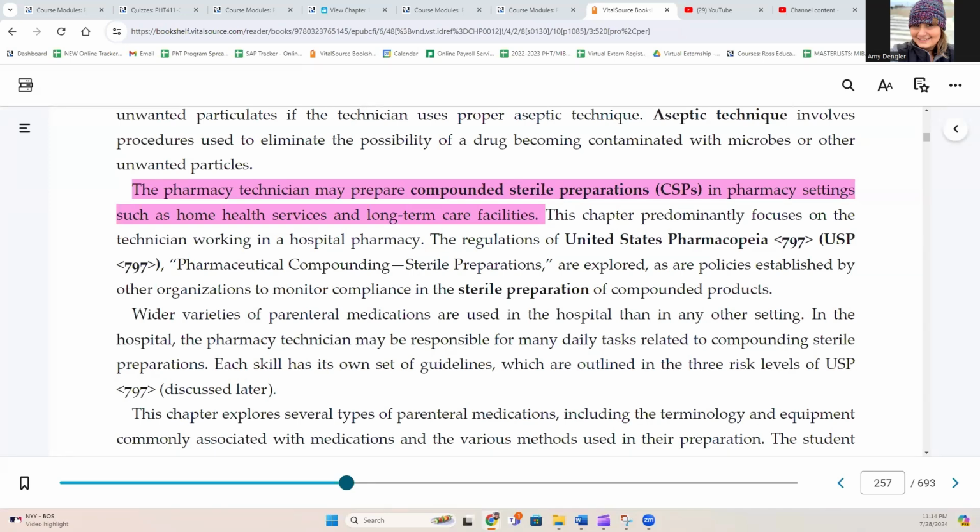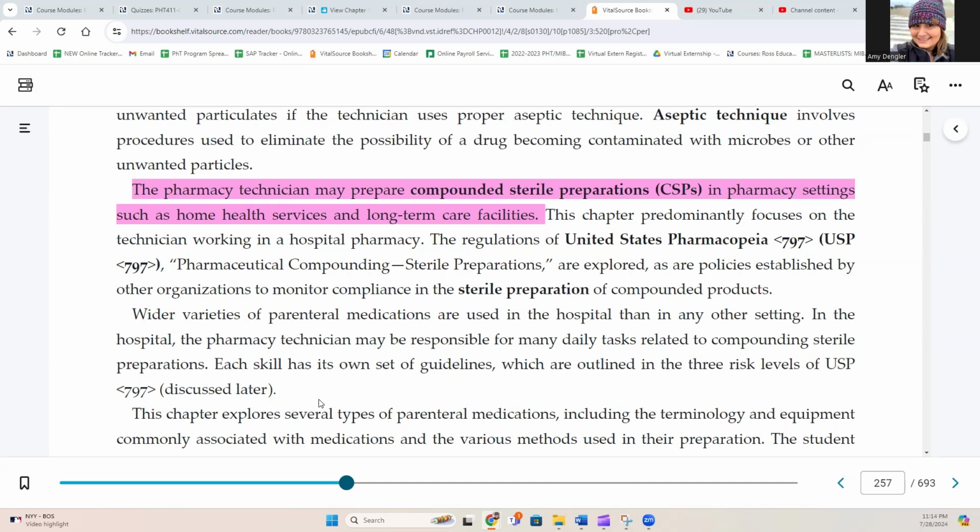The pharmacy technician may prepare compounded sterile preparations, abbreviated as CSPs, in pharmacy settings such as home health services and long-term care facilities. This chapter focuses on the technician working in a hospital pharmacy. The regulations of the United States Pharmacopoeia, Chapter 797 on pharmaceutical compounding sterile preparations, are explored, as are policies established by other organizations to monitor compliance in the sterile preparation of compounded products.